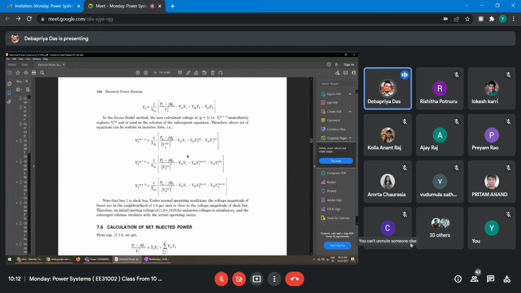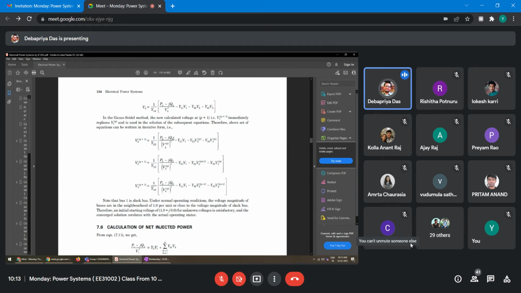Therefore the current iteration value will be, look how it is made. Say p is the iteration count. When p is equal to 0, that means the very first iteration, that is the initial value. So V2 at p plus 1 is equal to 1 upon Y22. Y22 is a constant matrix, it will not change, it will remain constant, because it is based on the resistance and reactance of the transmission line. So Y22, P2 and Q2 also will not change when all buses are PQ buses.